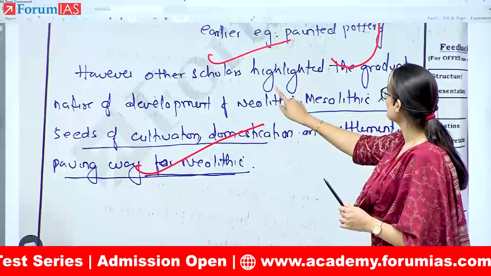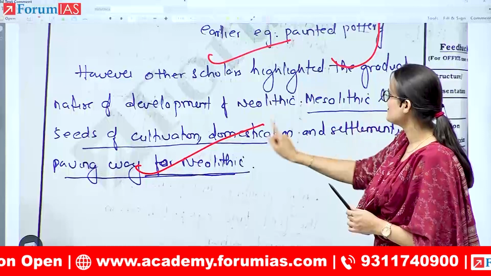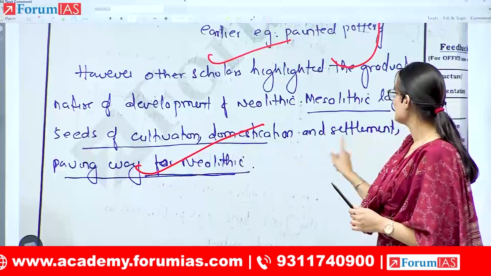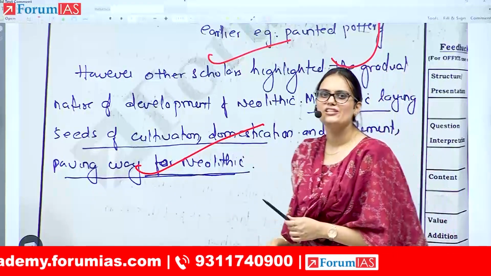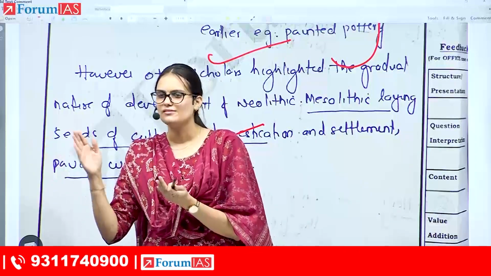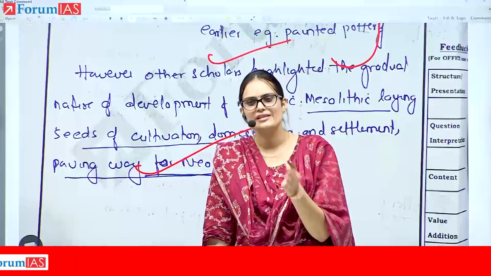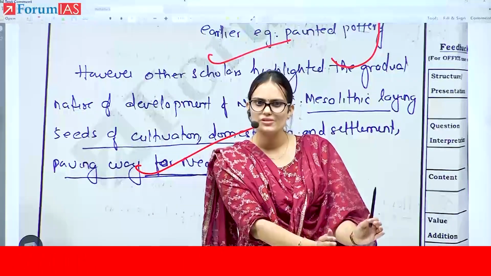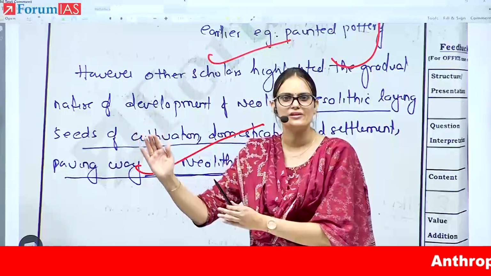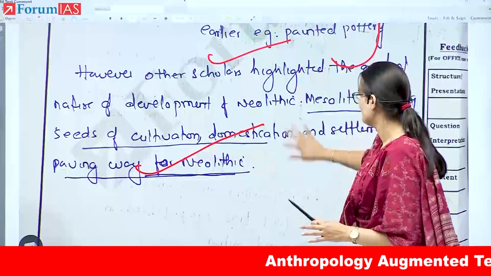See, however, other scholars highlighted the gradual nature of development, Mesolithic laying the seeds of cultivation, domestication and settlement, paved the way for the Neolithic. This is highlighting the transition. That we cannot say entirely that everything originated in the Neolithic period, therefore it is a revolution. The seeds were sown in the Mesolithic and they paved the way. A simple conclusion, a two-liner, right?